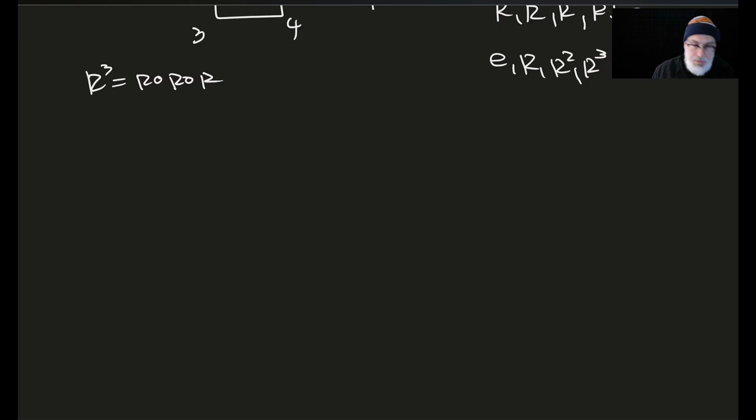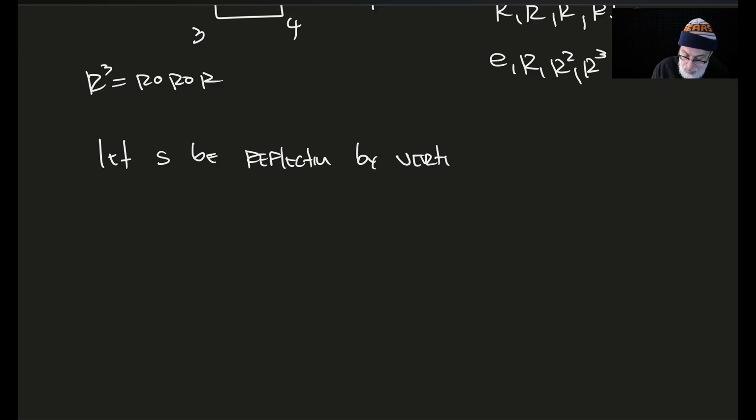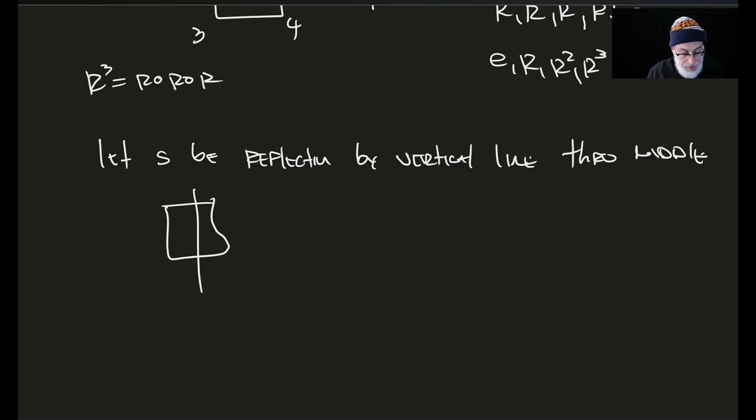I'm spelling this out so that we get a sense of what the elements are, and then I'll show you that it's not abelian. So let's let S be a reflection by the vertical line through the middle of the square. So I mean this line here.